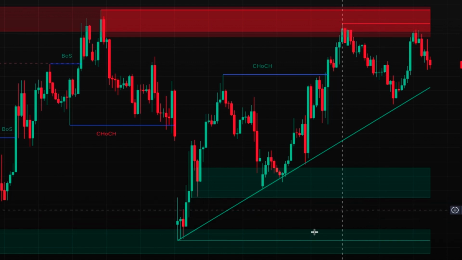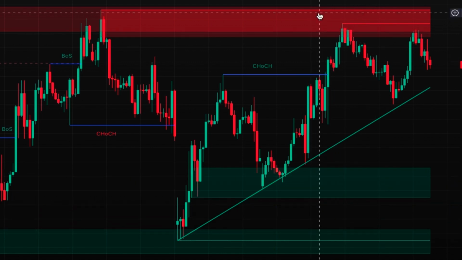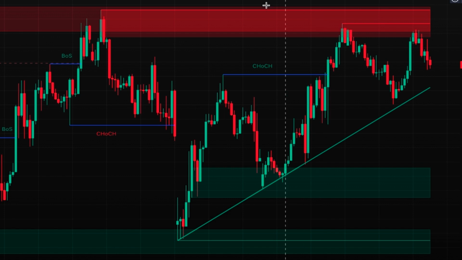Alright, as I mentioned earlier, these green and red zones are order blocks. In case you don't know what an order block is, order blocks are price ranges where large market participants like institutional traders, banks or hedge funds have previously placed a large amount of buy or sell orders, causing significant price movement in the market. In other words, order blocks are areas of the chart where a large amount of orders have been executed.